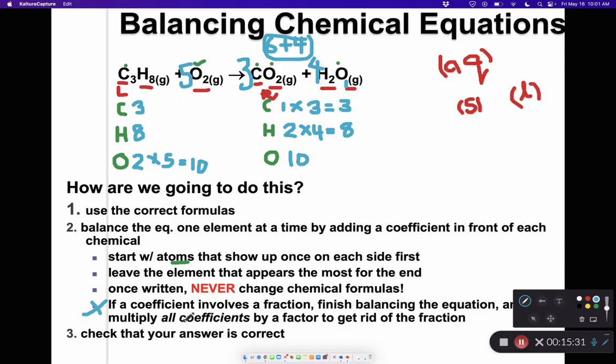And now let's check whether our answer is correct. I have 3 carbon, good. I have 8 hydrogen, 4 times 2, 8 hydrogen, good. I have 5 times 2 oxygen atoms. On the right I have 3 times 2 is 6, 6 plus 4 is 10. 10 on the right, 10 on the left. We are good. So this equation is balanced this way.